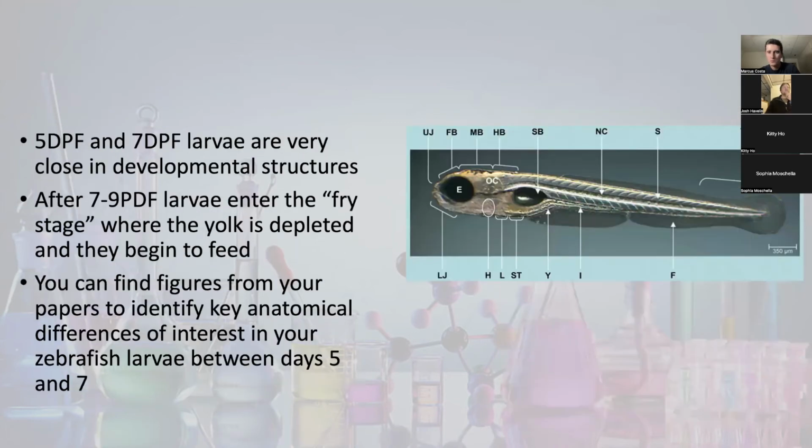Again, another morphology slide, just pointing out that 5 days post-fertilization and 7 days post-fertilization larvae are very close in developmental structures. After 7 to 9 days post-fertilization, larvae enter the fry stage, where the yolk, which is right around here, yolk for Y, is depleted, and they begin to feed, right? So after 7 to 9 days, they actually need to start consuming food.